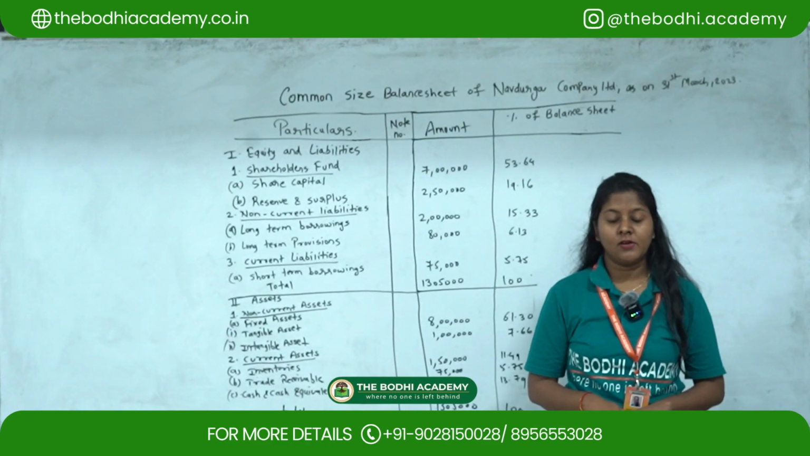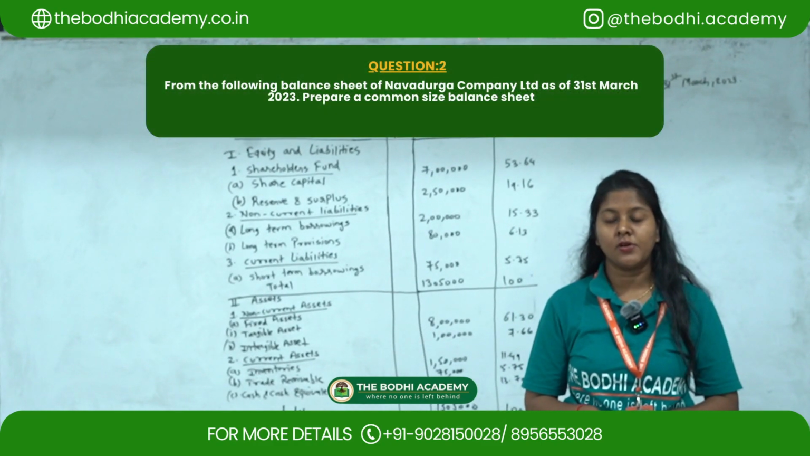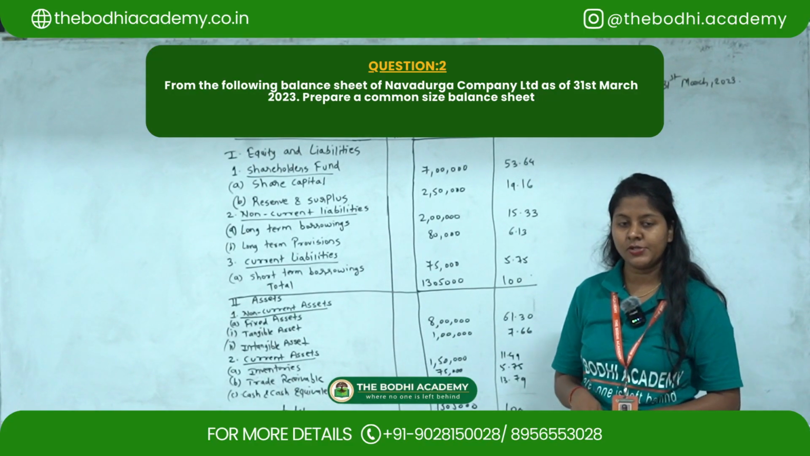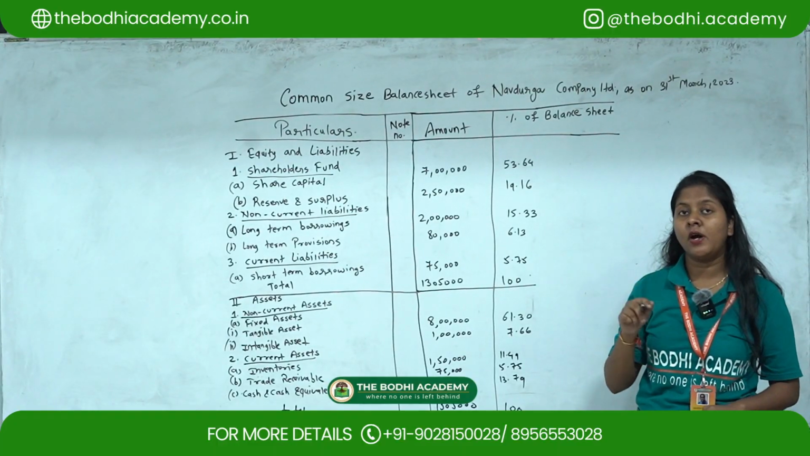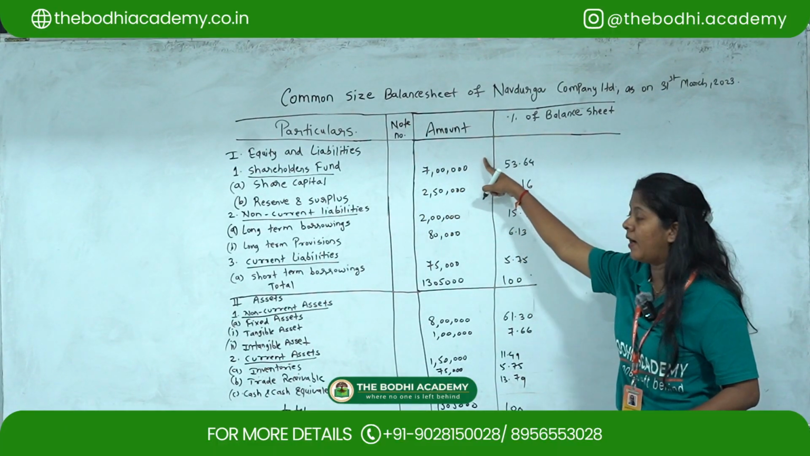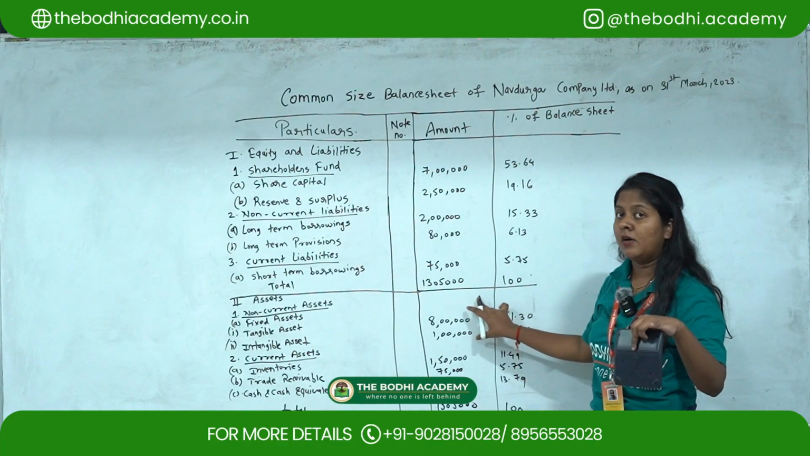So we'll move to the second question. Following is the balance sheet of Navdurga Company Limited as on 31st March 2023. Prepare common size balance sheet. Okay, now here we have to prepare the common size balance sheet, and whenever you are preparing common size, the format is this: particulars, note number, amount. This thing you have to write down as it is according to the question.